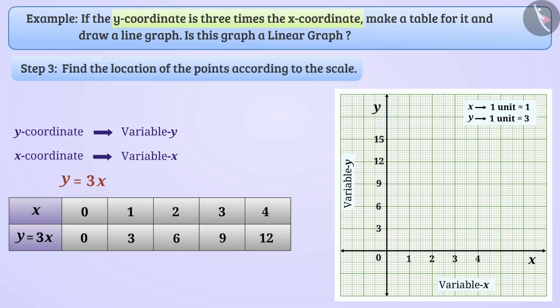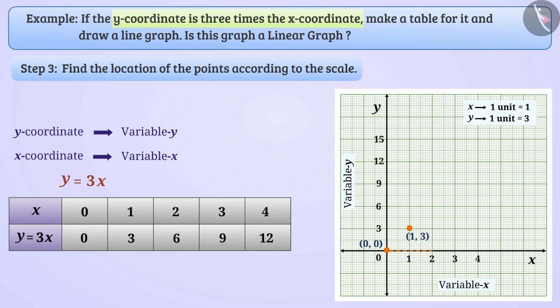Step 3. Now we will find the location of points according to the scale. When the value of variable x is 0, then the value of variable y is also 0. That is, in the first case, both the x-coordinate and the y-coordinate are 0. So, we will draw a point at the origin. When the value of variable x is 1, then the value of variable y is 3. So, we will move 1 unit to the right along the x-axis and then 1 unit upwards. We will now mark a point at this place. This point is the coordinate (1, 3).